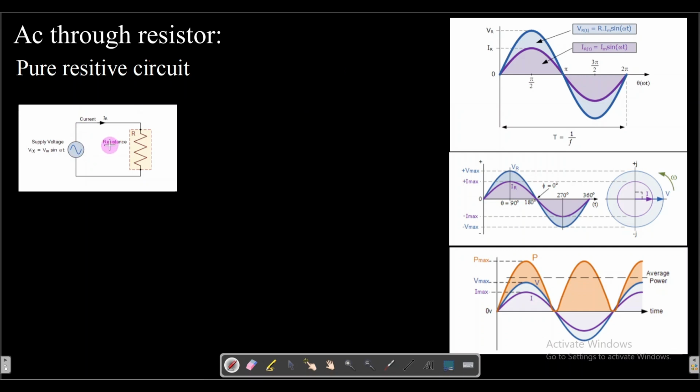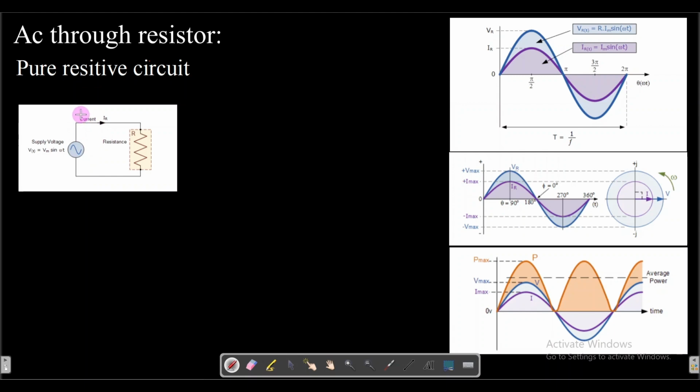This is the pure resistive circuit, which consists of the alternating supply voltage that is connected with this resistor through this conductor. Okay, so due to the potential difference in the alternating supply voltage, the electric field will develop inside this conductor. Inside this conductor we have free electrons, and due to that electric field from the alternating voltage, the force F will be exerted on each and every electron present inside this conductor.